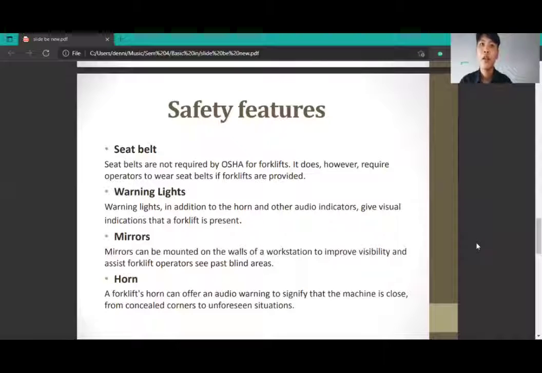The second one is warning light. Warning lights, in addition to the horn and other audio indicators, give a visual indication that the forklift is present. The third one is mirror. Mirrors can be mounted on the wall of the workstation to improve visibility and assist the forklift operator to see past blind areas. Lastly is horn. A forklift horn can offer an audio warning to signify that the machine is close, from a concealed corner to an unforeseen situation.